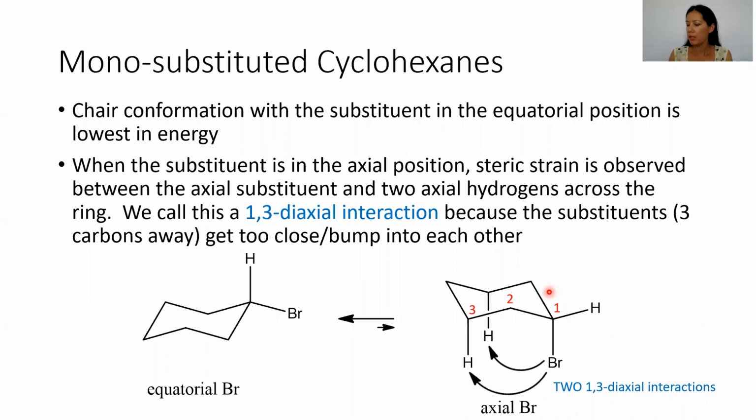The next thing we need to talk about is different energies. Obviously, these can go back and forth. This is an equilibrium when you have a chair structure. If there's nothing on it, it's just going to go back and forth equally. But if there's a substituent on it, it has an option to be equatorial, such as this bromine, or axial. So put a bromine on your ring.